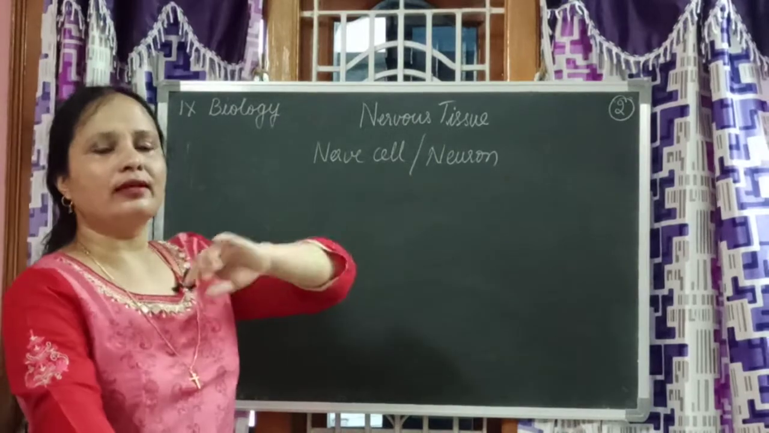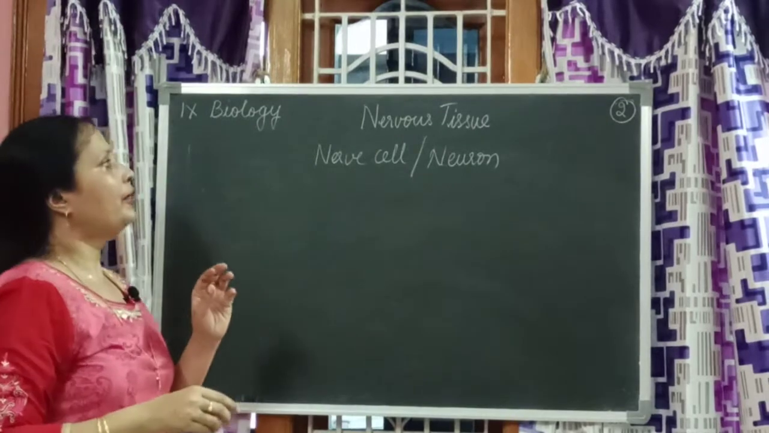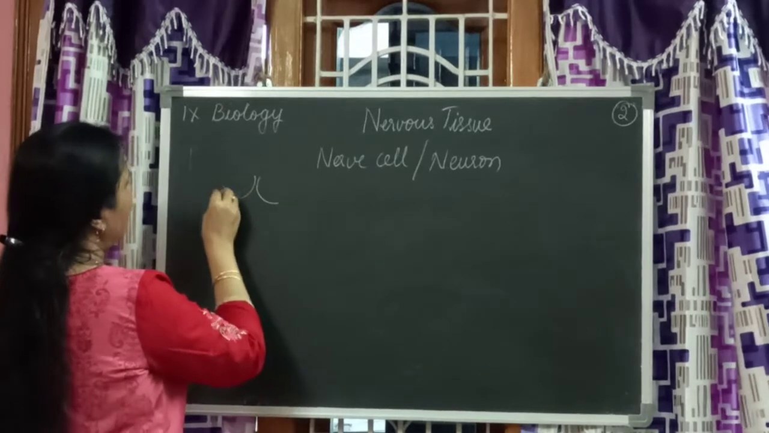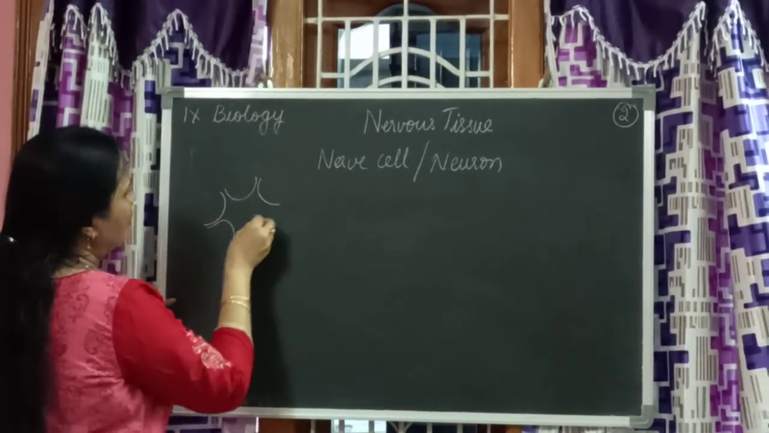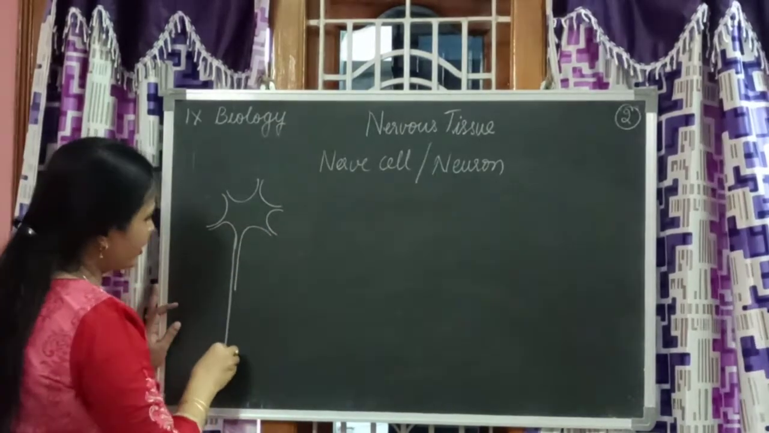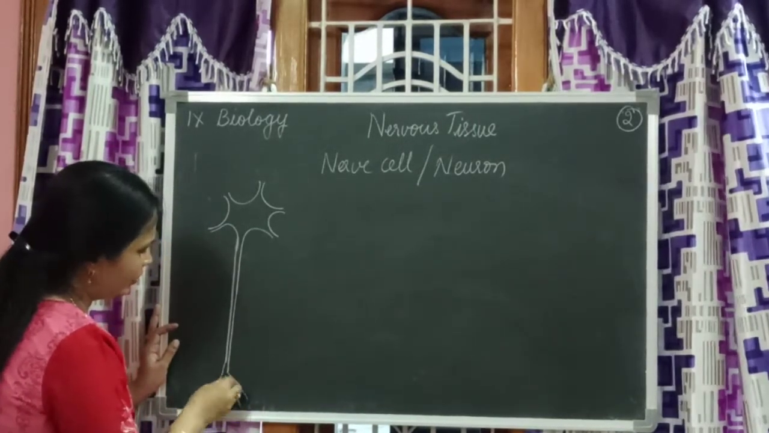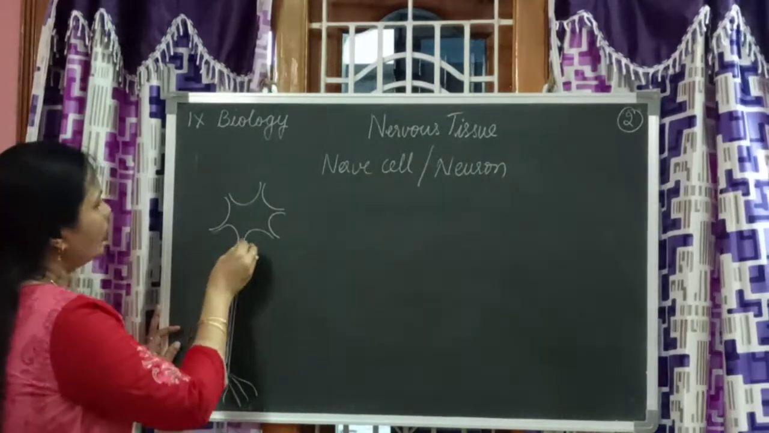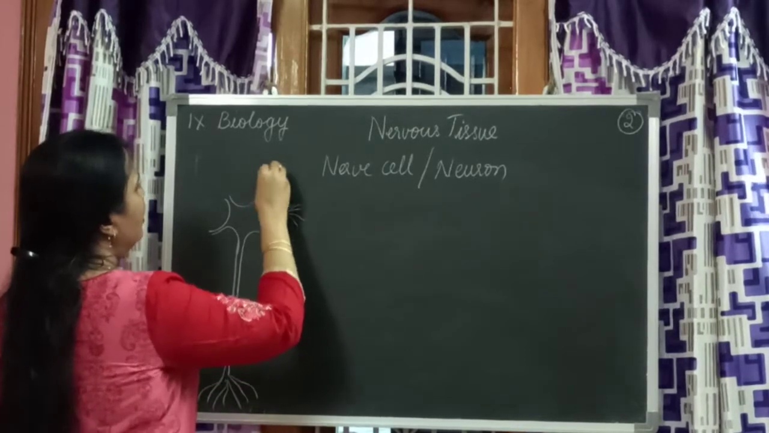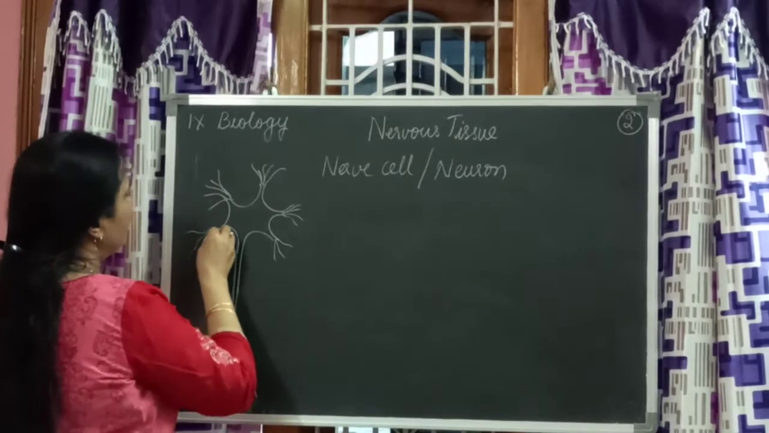Again, let us learn this with the help of a diagram. Let us see the diagram first. The nerve cell has three important parts. They are the cell body, which extends into a long axon that ends in a nerve terminal, and these dendrites, which connect to the other nerves.